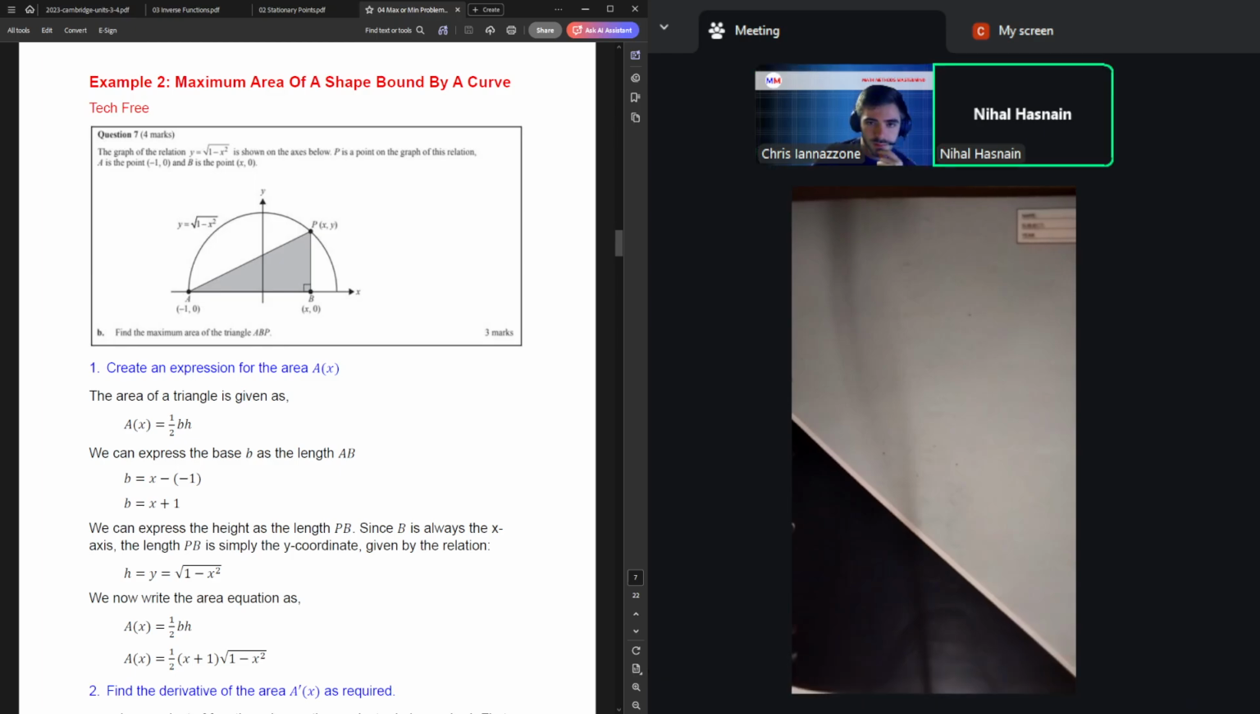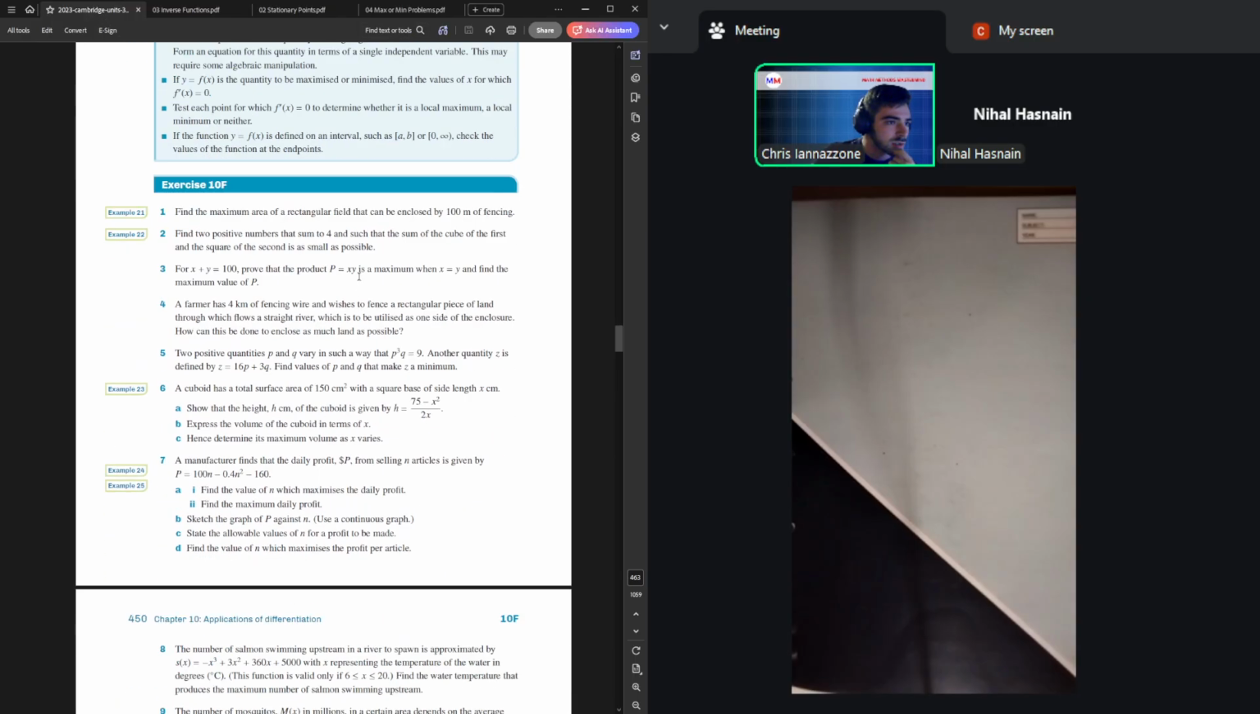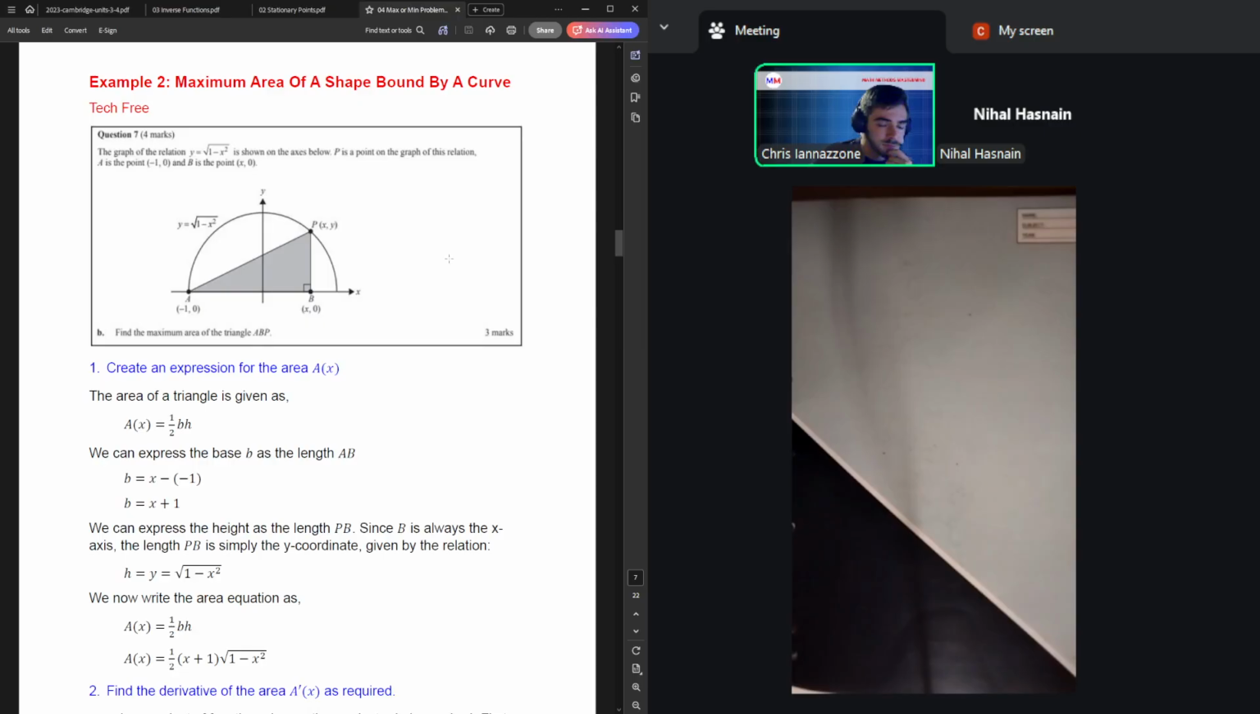Oh, sorry. These are just optimization questions, right? Yeah, that's the other term for it. Optimization questions, finding the maximum or minimum of a thing. Okay.